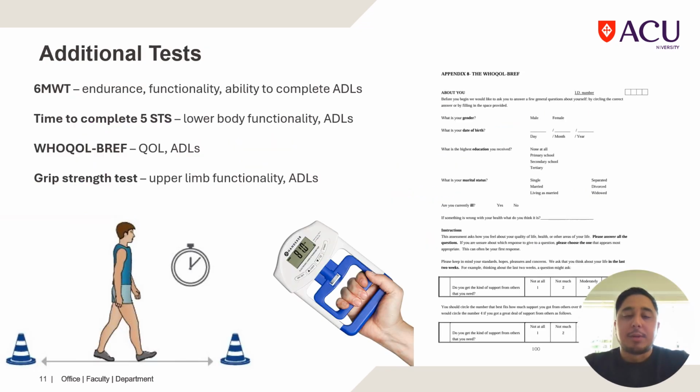Additional tests will be completed in order to assess Mandy's ability to complete her activities of daily living and also her quality of life. These include a 6-minute walk test, which will assess endurance and functionality, time to complete 5 sit-to-stands, which will assess lower body functionality, a World Health Organization quality of life questionnaire, which will assess quality of life, and a grip strength test, which will assess upper limb functionality.